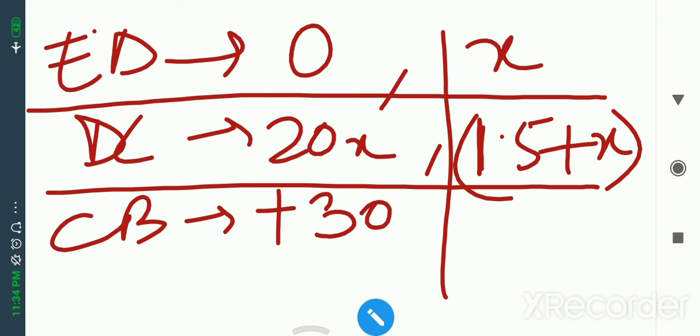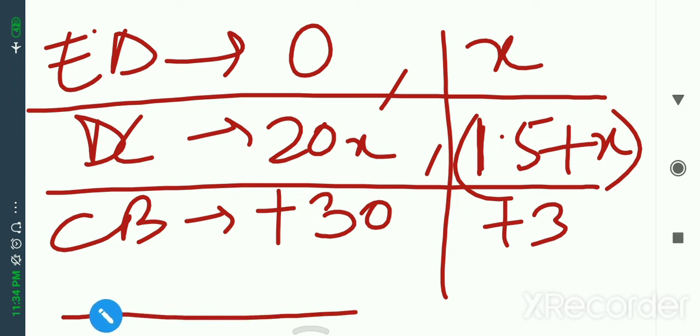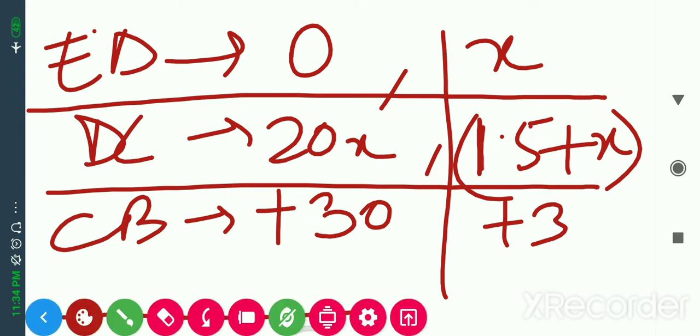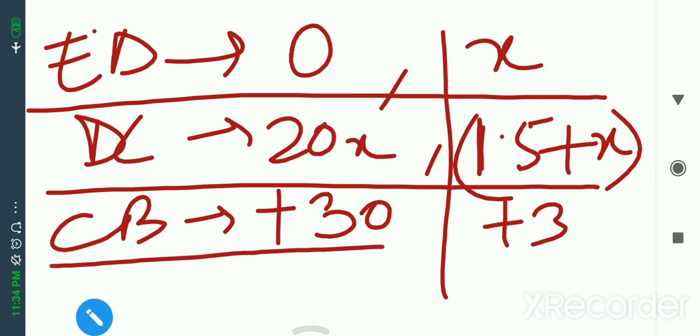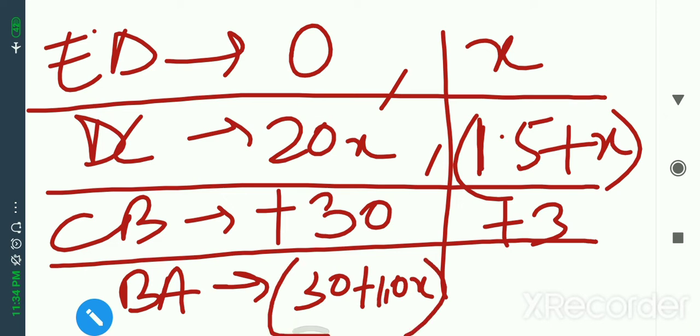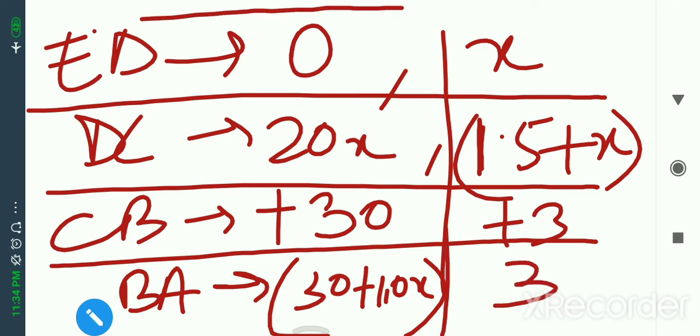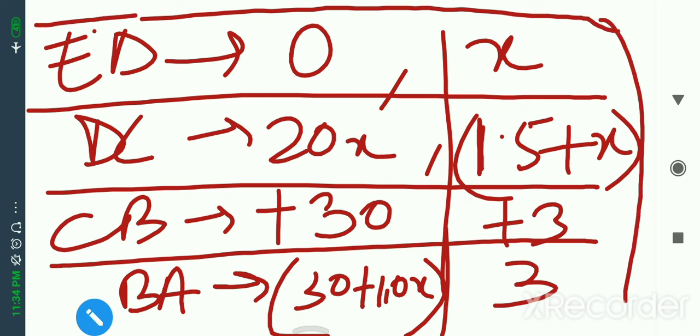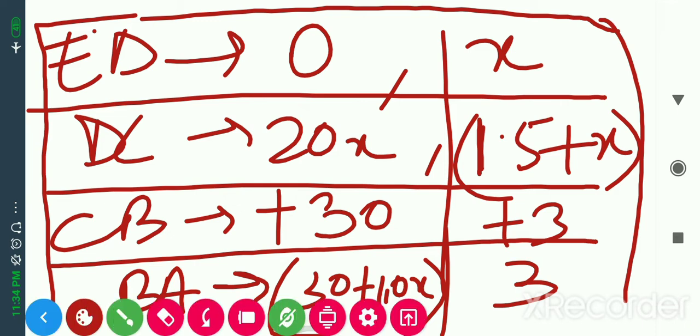And what is the value of small m? Small m is plus 3. And sorry, in part BA, value of capital M is 30 plus 10x, and the value of small m is 3. So we have obtained the results of capital M and small m. You can note down these values in your notebook. Okay, so we can carry out the calculations further.